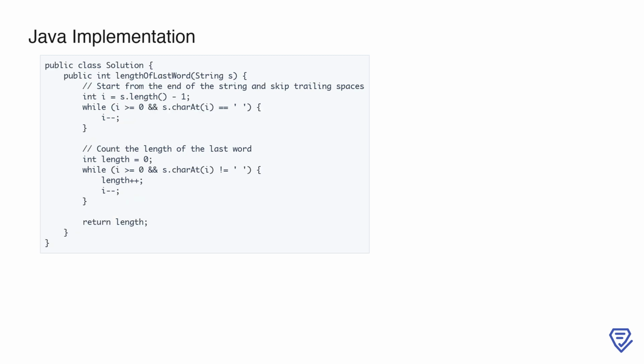This is the Java implementation of LeetCode problem number 58, Length of Last Word. The logic mirrors the Python solution, where we iterate from the end of the string to skip trailing spaces and then count the length of the last word. Key differences include explicit type declarations in Java and the use of Java's charAt method to access characters in a string. The code is concise and adheres to Java conventions, ensuring clarity and correctness.